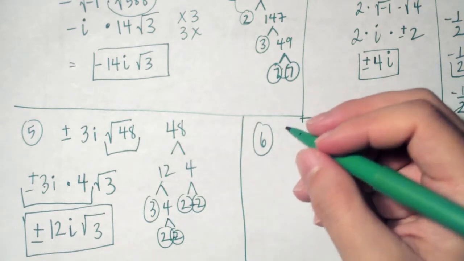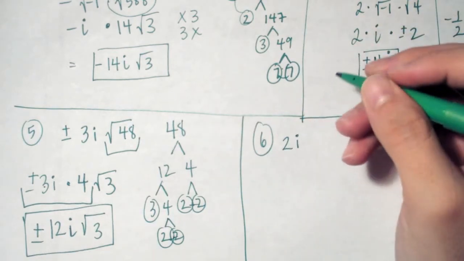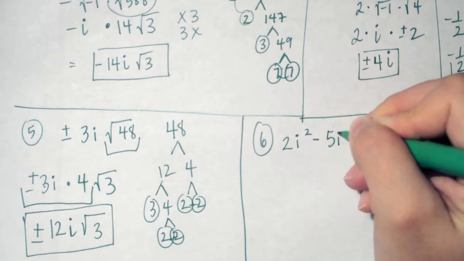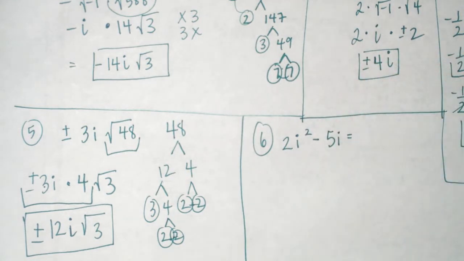Alright, let's go to number 6. So I have 2i squared minus 5i. Now you always want to leave your answers, guys, with just i.